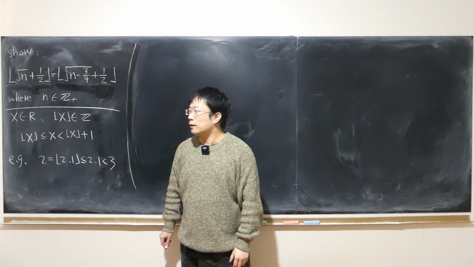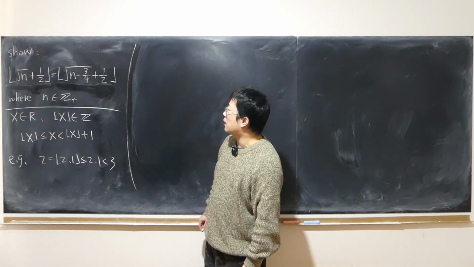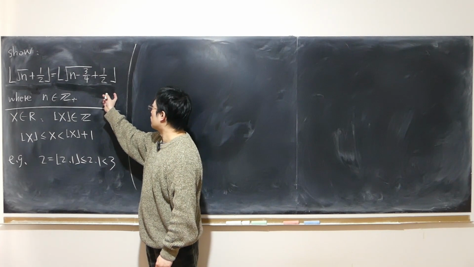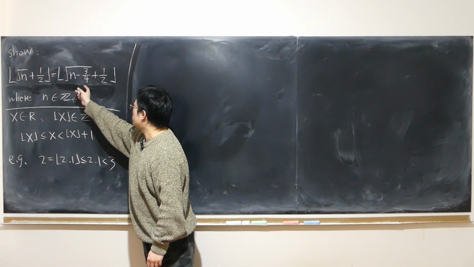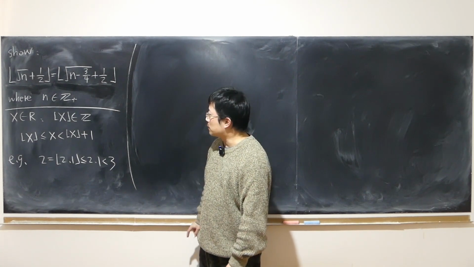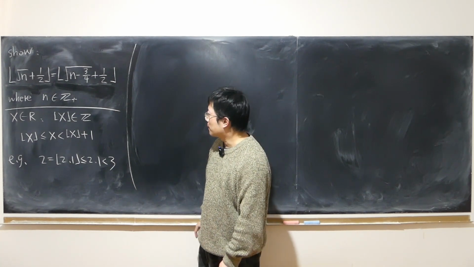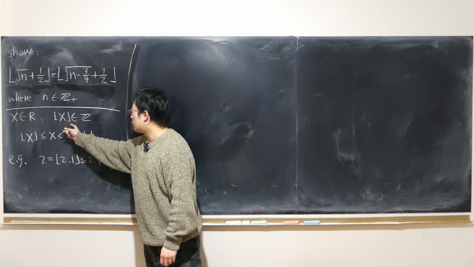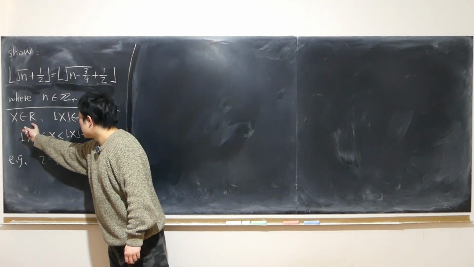We're asked to show that the floor of the square root of n plus half is always equal to the floor of the square root of n minus 3 over 4 plus half, where n is a positive integer, any given positive integer. So first of all, the meaning of floor of some x that's a real number.